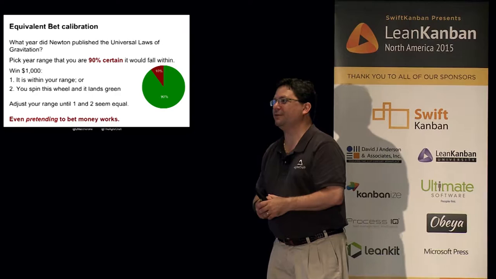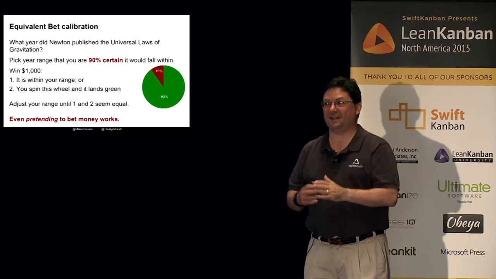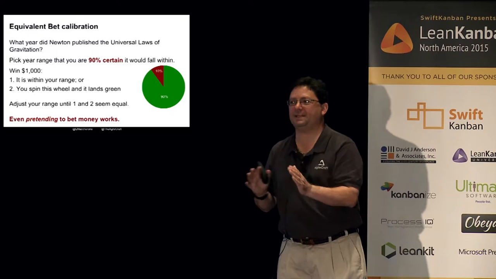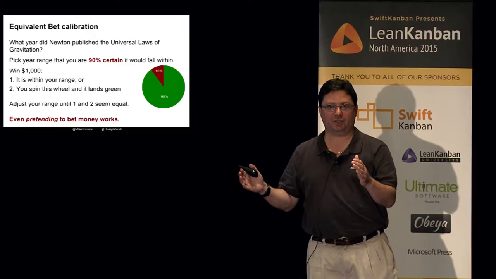So that's an example. He needs to narrow his range. His range is not narrow enough. He's got a 100% range. He needs to narrow that range until he thinks both bets are about equal. Now, most of you, 9 times out of 10 when I do this, the person says, I want to spin the wheel. You have the same problem. You just need to increase your range so that you think both are equivalent bets.